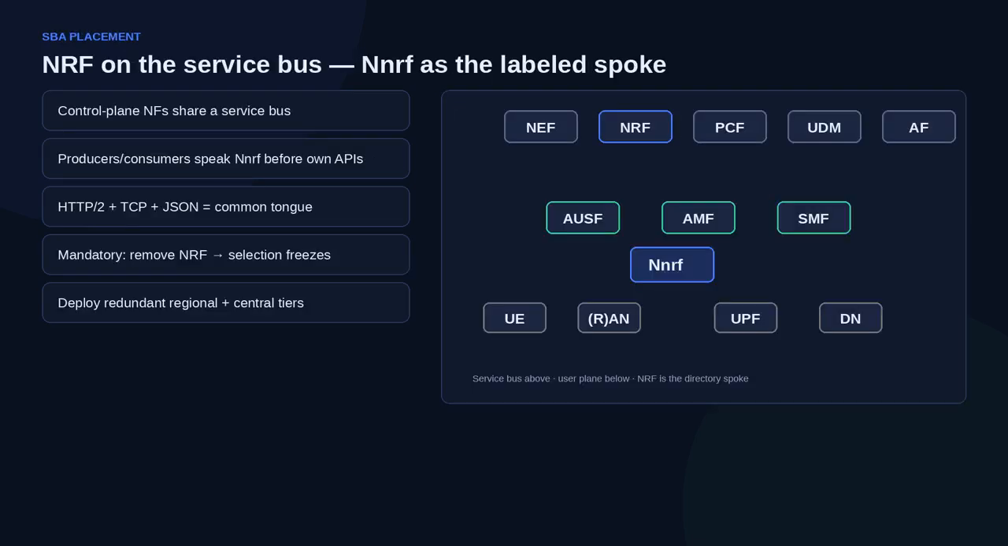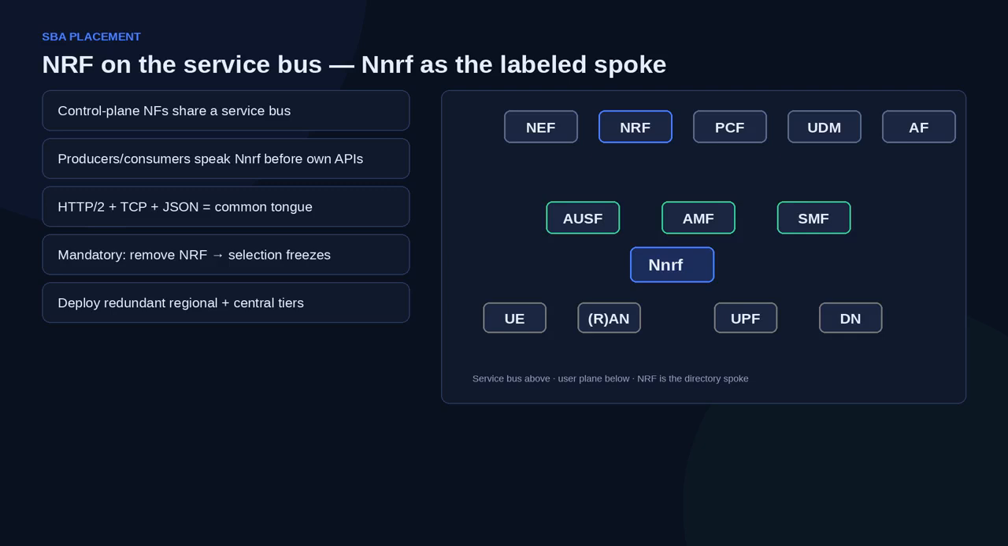Place the NRF on the full service-based architecture map. On the reference diagram, control plane functions sit on a shared service bus. NEF, NRF, PCF, UDM, AF above, AUSF, AMF, SMF below, the UE and radio access on the left, UPF and data network on the user plane. The NRF is drawn with the NNRF interface hanging off that bus like a labeled spoke.